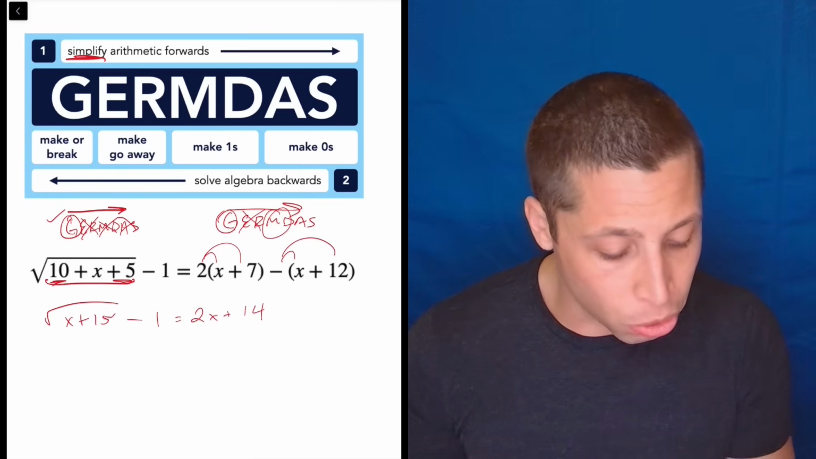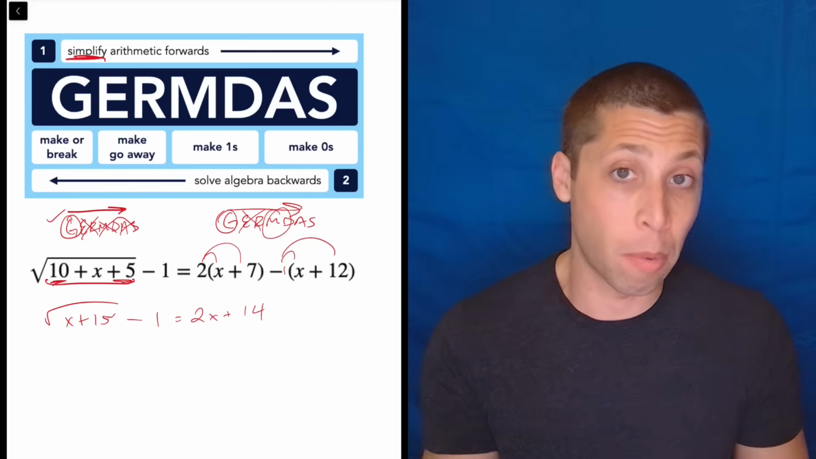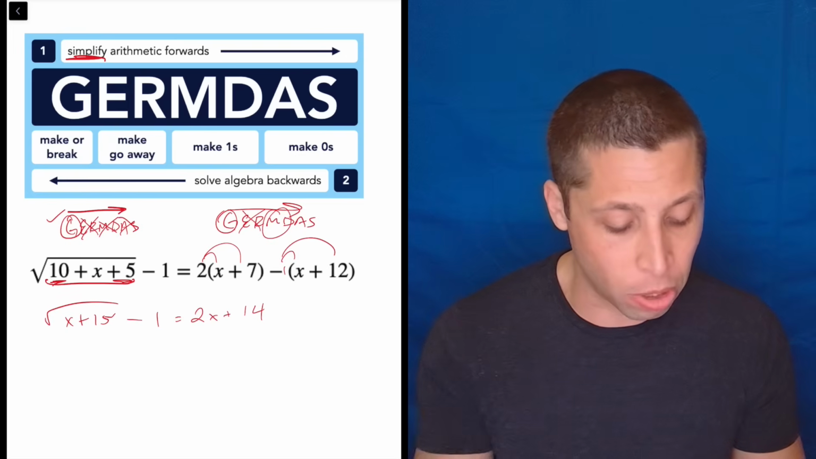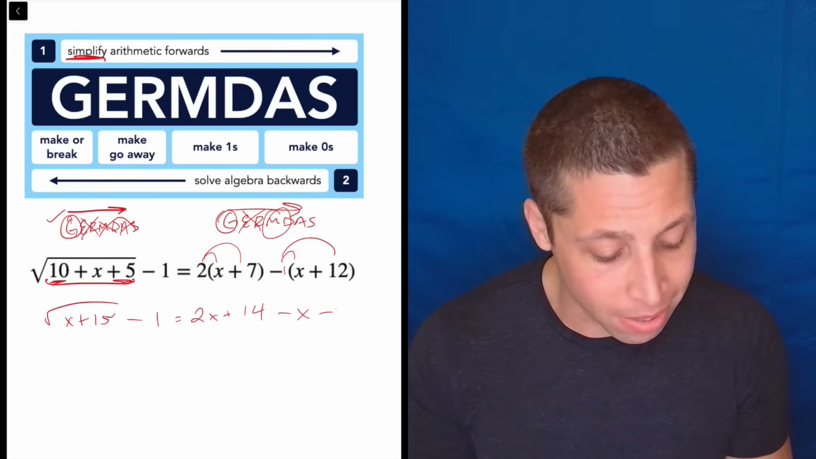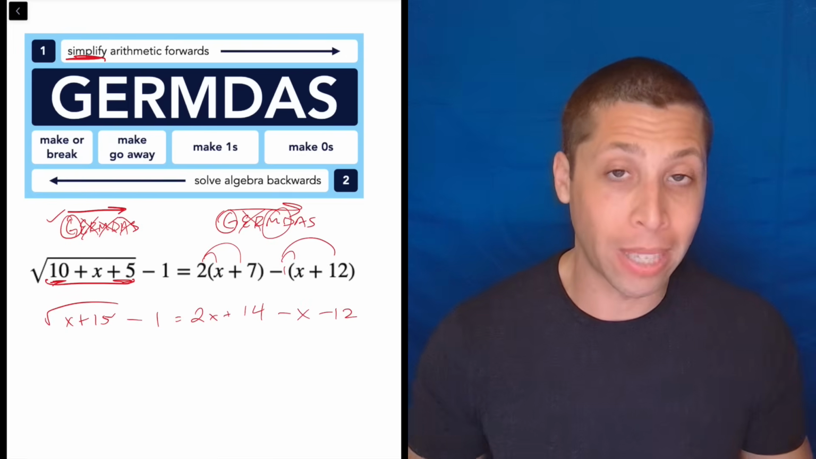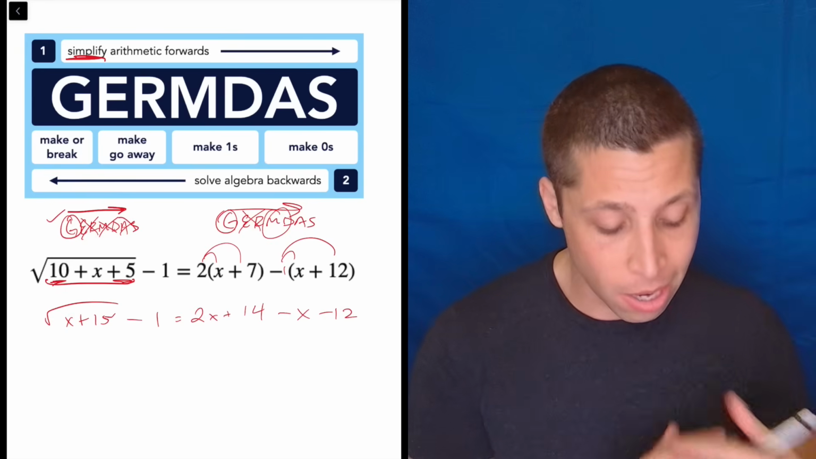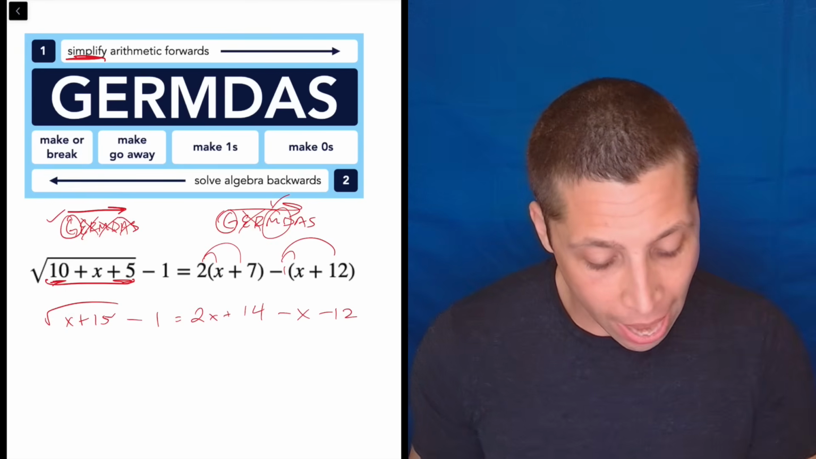There's also some distribution to do here. Remember that if we have a minus in front of a parenthesis, it's a -1. So we have to distribute that negative. So this is minus x minus 12. So is there any more multiplication or division on just the right side? No. So that is done. Check. And the grouping is done.